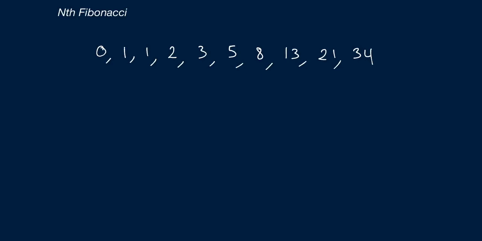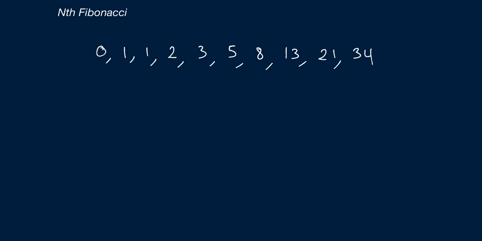math. The way that it's defined is the first two numbers are 0 and 1. They're kind of just given to you. And then every number thereafter can be found by adding the two previous numbers. So here you can see that this 1 is equal to 0 plus 1. This 2 is equal to 1 plus 1, and so on and so forth. This 21 here, for instance, is equal to 8 plus 13.